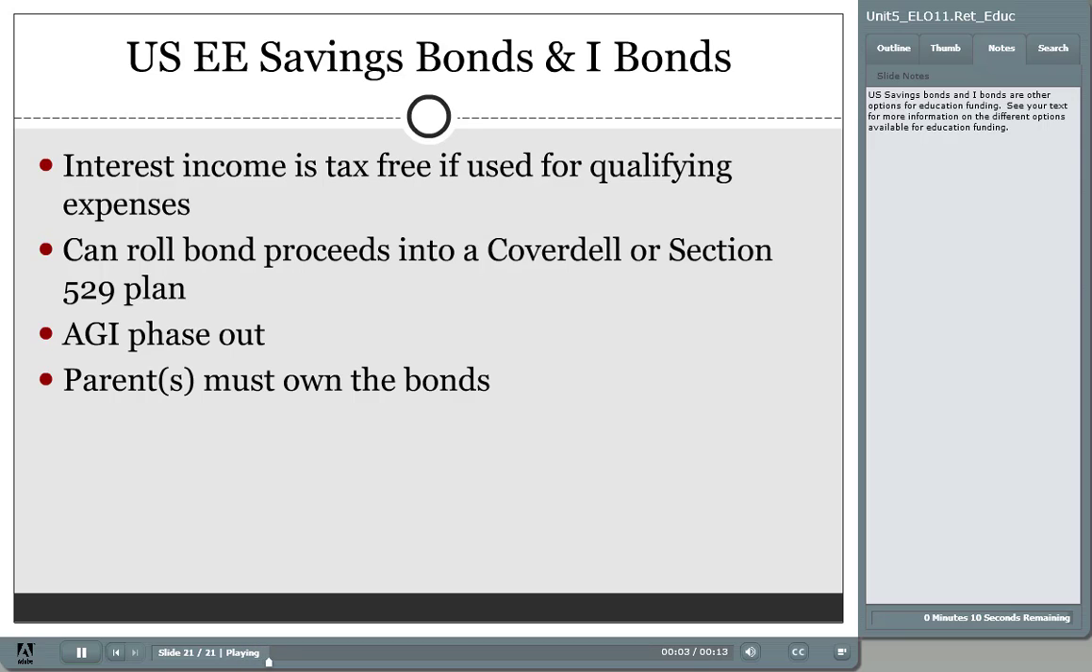U.S. savings bonds and I-bonds are another option for education funding. See your text for more information on the different options available for education funding.